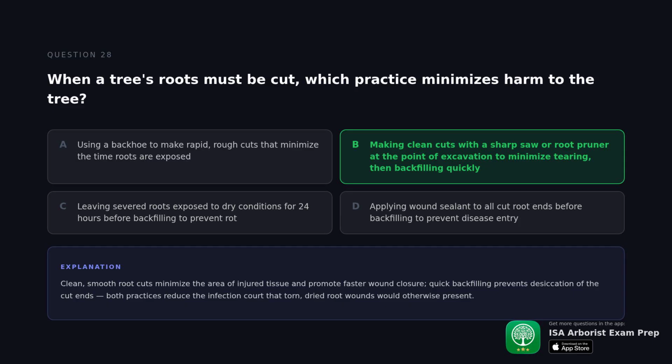The correct answer is making clean cuts with a sharp saw or root pruner at the point of excavation to minimize tearing, then backfilling quickly. Clean, smooth root cuts minimize the area of injured tissue and promote faster wound closure. Quick backfilling prevents desiccation of the cut ends. Both practices reduce the infection court that torn, dried root wounds would otherwise present.